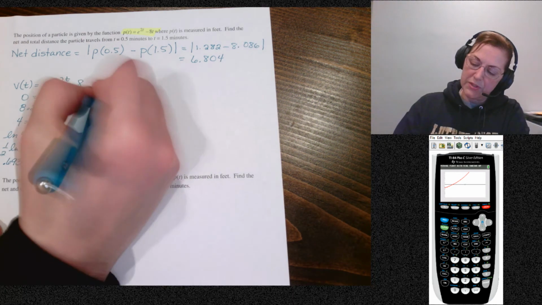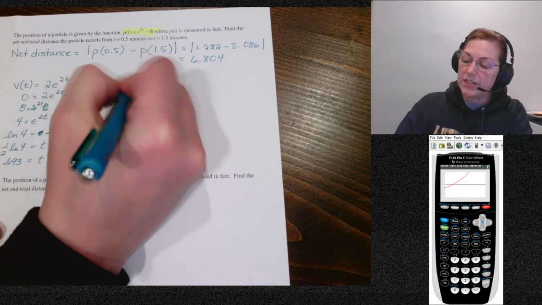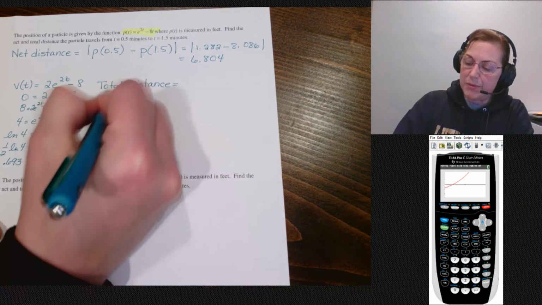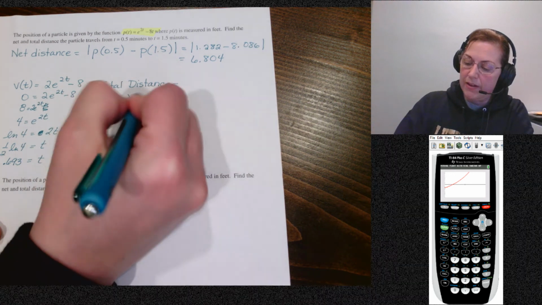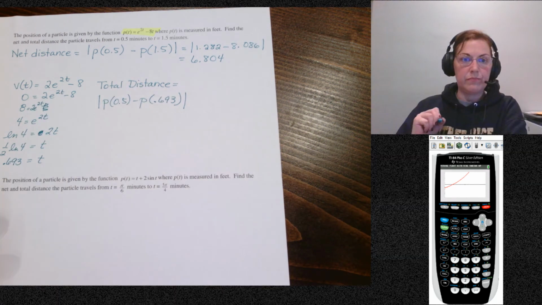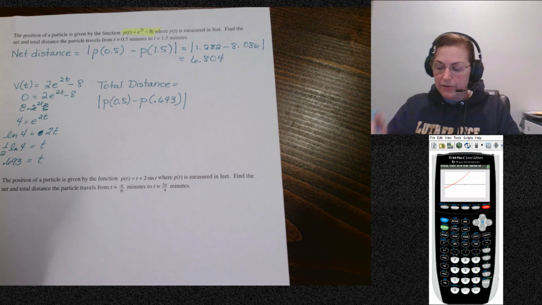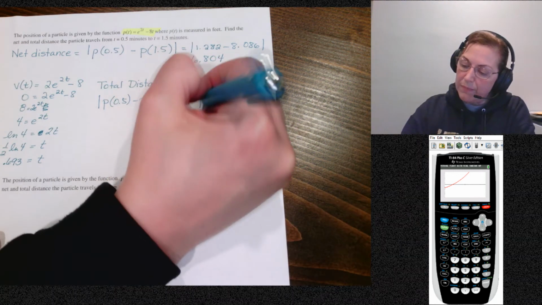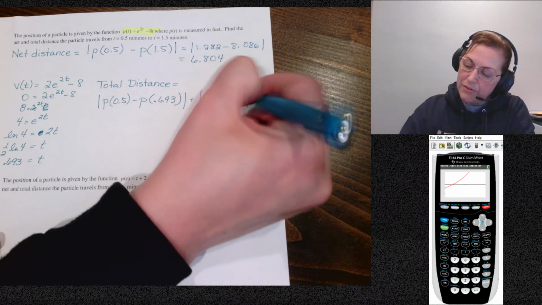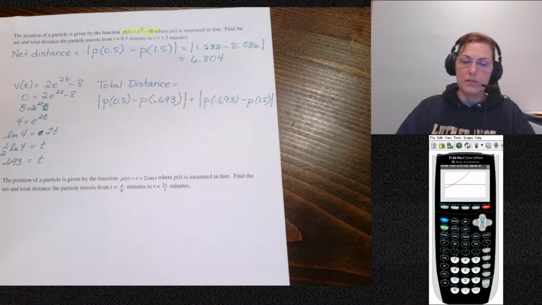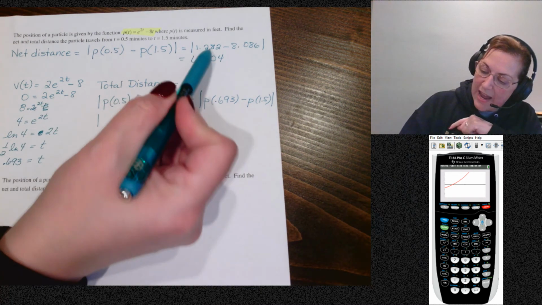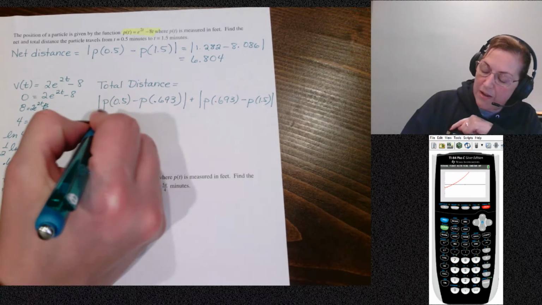So to do my total distance, watch the subtraction that I have to do. I have to do the position between 0.5 and 0.693, right? From the beginning to the turn. And then I have to do from the turn to the end. Okay, now the good news is I have some of these values already. Remember, I have already found the position at 0.5.